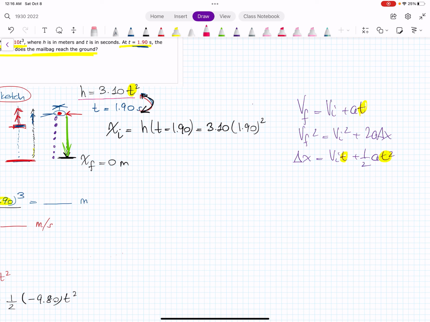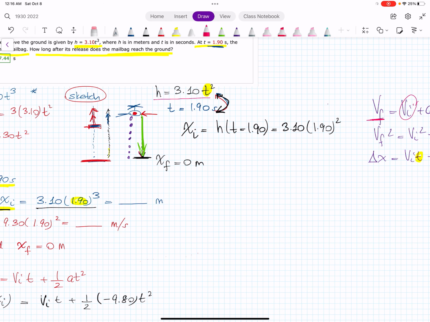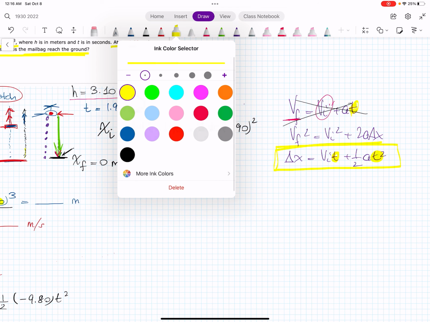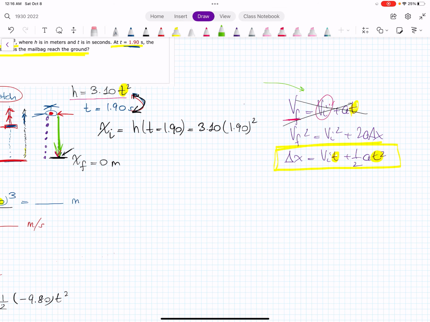What is wrong with equation number 1? At this point, we don't know the initial velocity, but we also don't know the final velocity. When I say the final velocity, that's the velocity just before the impact. Don't tell me the final velocity is 0. That is incorrect. The final velocity is the velocity just before impact. So equation number 1 is not going to do. Let's move on to equation number 3.